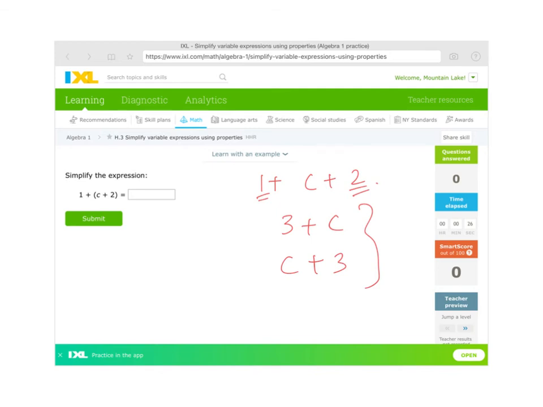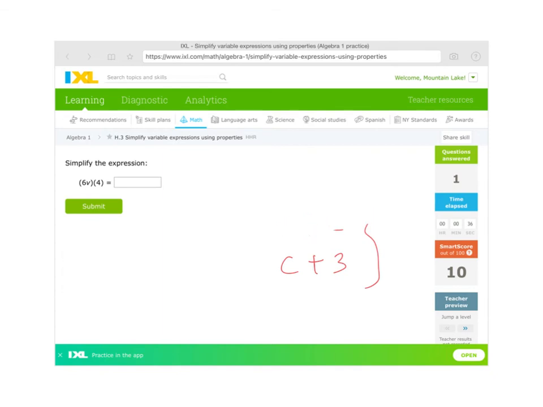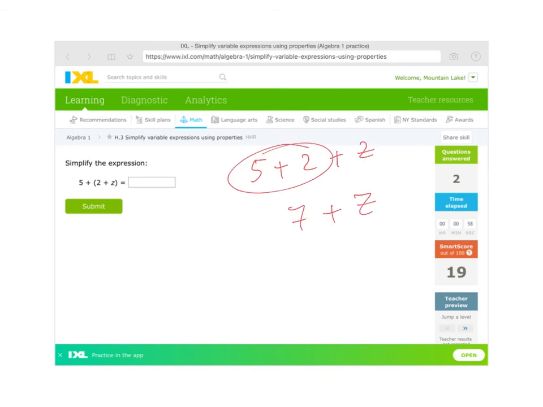Okay, let's try this one. This is distributive, so let's multiply. What's 6 times 4? 24. And you have that extra V with it. So 24V. Okay, let's try this one. 5 plus 2 plus C plus Z. So you can add these two, 7 plus Z. So let's put that in. Two times 4P, 8P, put that in. 2 times 4. So fairly easy, not very complex.